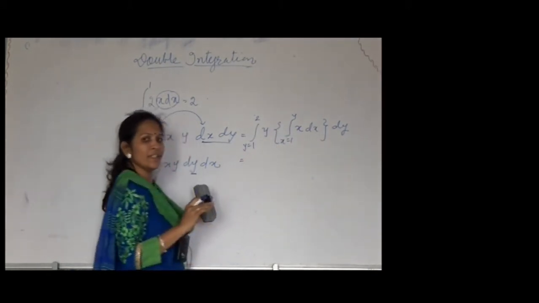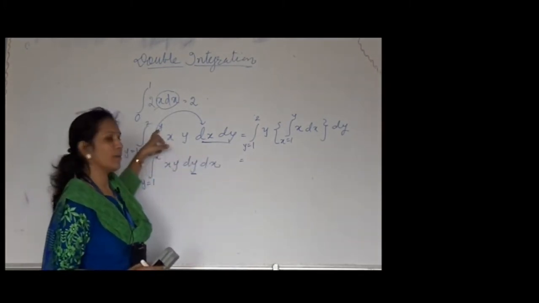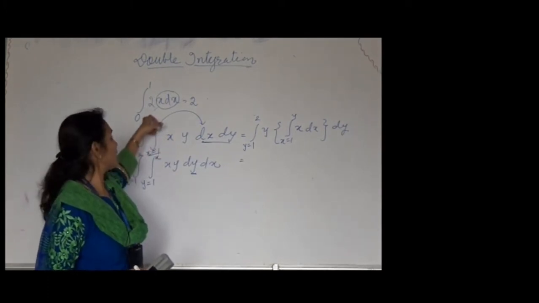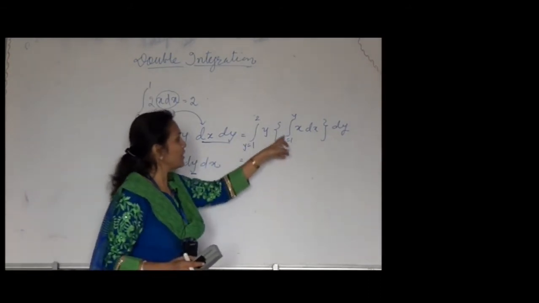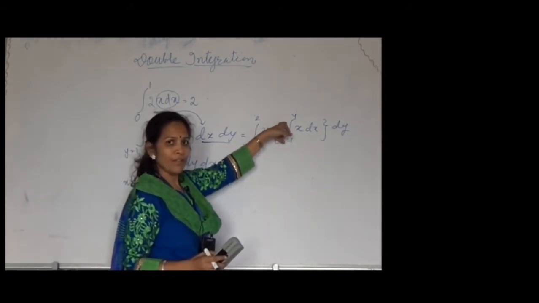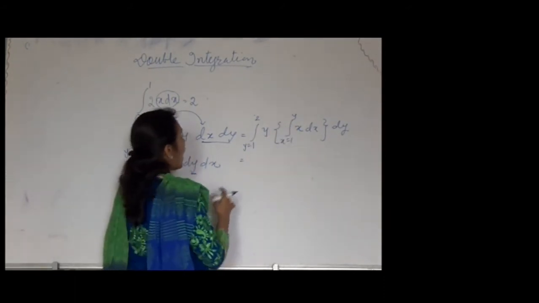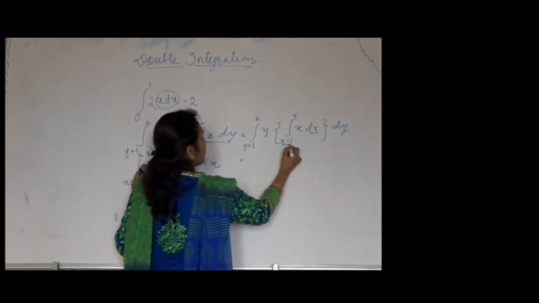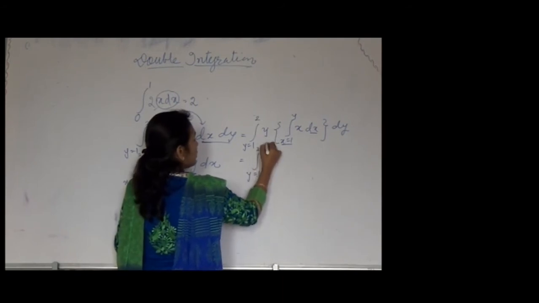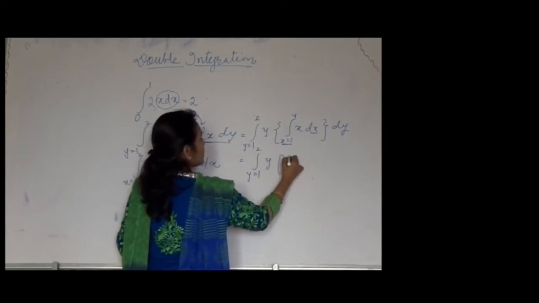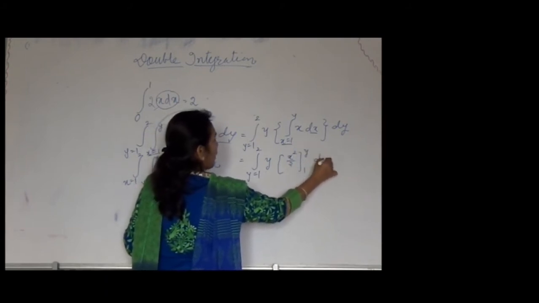So in double integration, we do not solve both the integrations at a time when the limits are variable. If both the limits are constant, we can solve them at a time, but if one limit is in another variable, then we solve it one by one. As this is dx, the first integral is with respect to x, then the remaining integral as it is, y as it is, integration of x is x square by 2, 1 to y, dy.